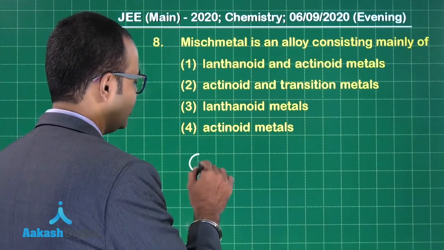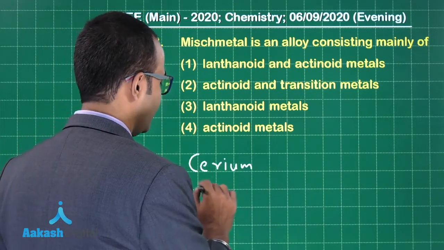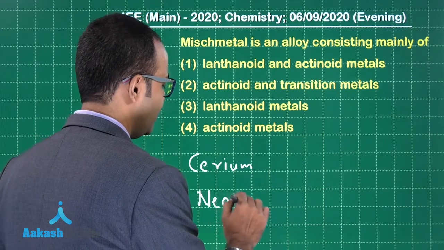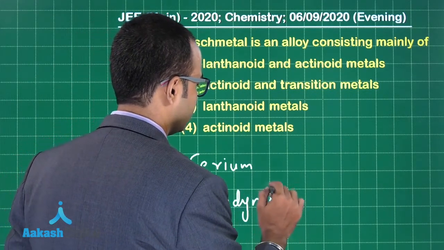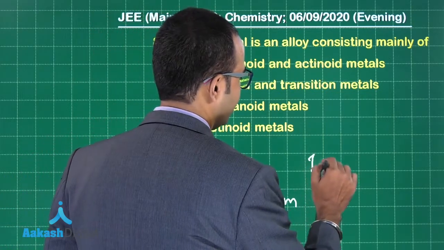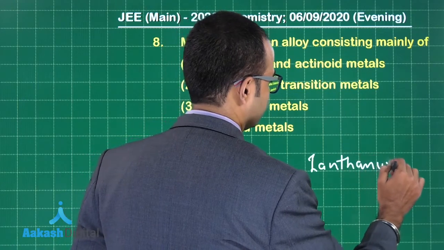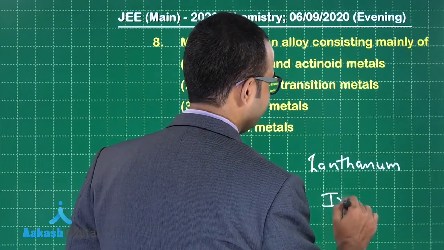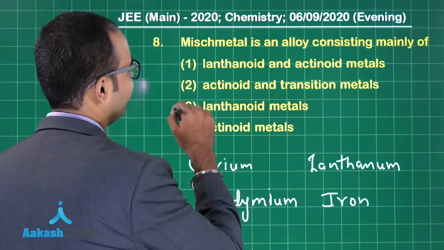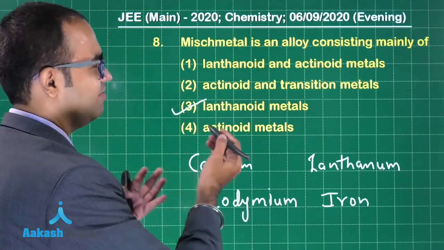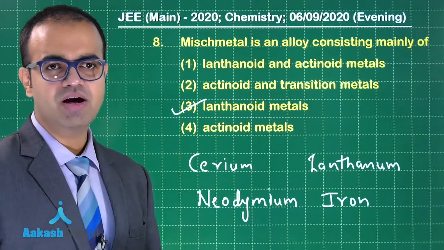Mish metal contains cerium, neodymium, lanthanum, and it contains iron. So it is made up of what? It is made up of lanthanoid metals. Okay, let us quickly go on to the next question, that is question number 9.